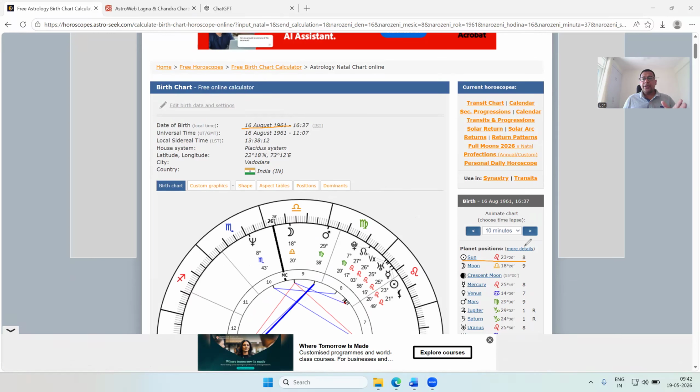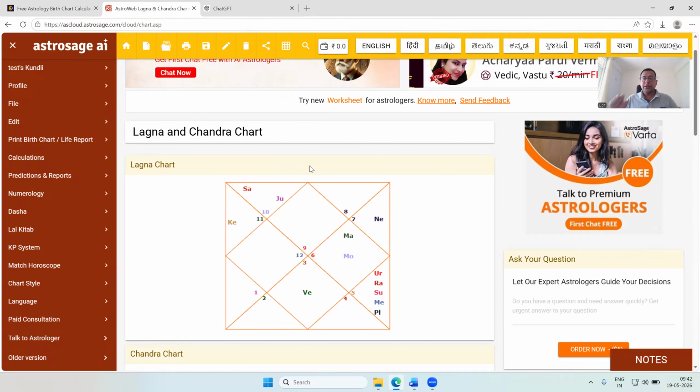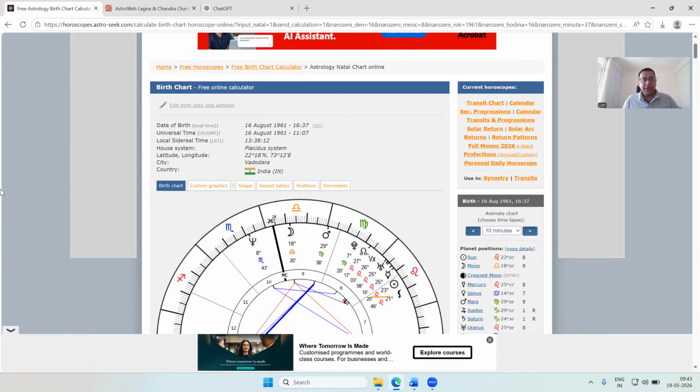Now let us compare it with the chart using the sidereal whole sign system of the same native, born on 16 August 1961. And here you can see that the Sun is in Leo in the ninth house. So the position of the Sun has changed in the sidereal whole sign system, whereas in the tropical system, the Sun is in the eighth house.